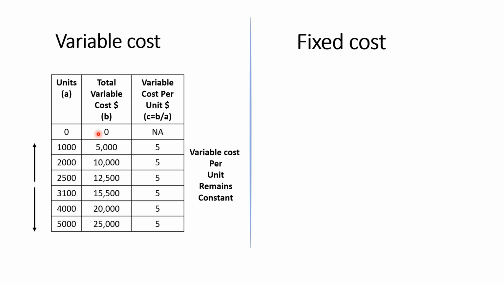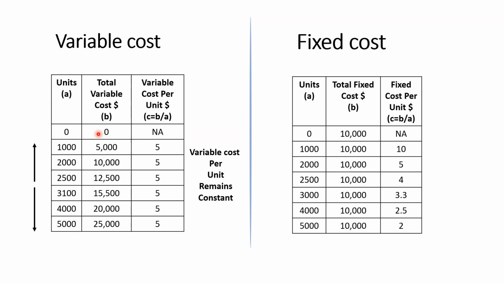The next cost is fixed cost. Now the fixed cost is a cost which is going to remain constant irrespective of the level of production. So if you are increasing your level of production or you're decreasing your level of production, the total fixed cost is going to remain the same. The important point to note here is your fixed cost per unit is decreasing. The reason is the more you produce, the more you recover your total fixed cost. But again, the total fixed cost remains constant for a particular period.